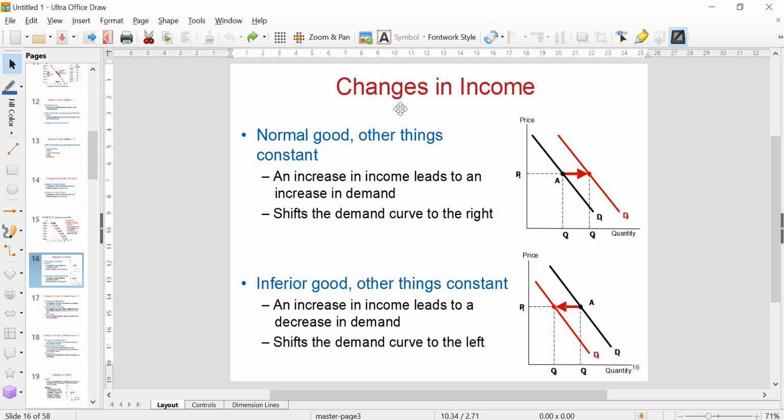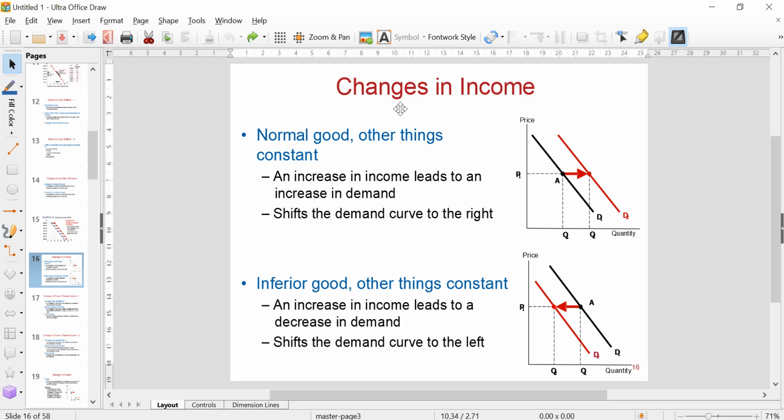Changes in income also affect demand. Changes in income affect demand for goods slightly differently. It depends on the type of good we're looking at. There are normal goods and inferior goods. Normal goods are those goods for which demand increases as income increases. So as we get richer, we consume more of this good.